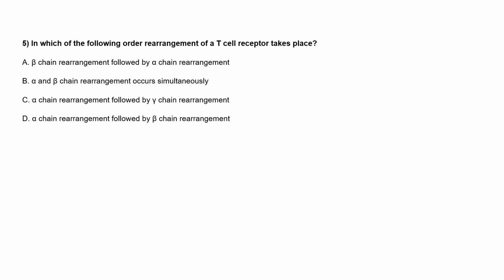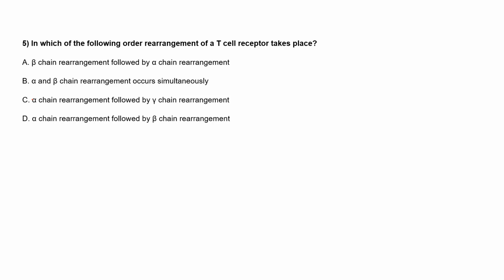So moving to the next question, in which of the following orders does rearrangement of the T cell receptor take place? Option A is beta chain rearrangement followed by alpha chain rearrangement. Option B is alpha and beta chain rearrangement occurring simultaneously. Option C is alpha chain rearrangement followed by gamma chain rearrangement. Option D is alpha chain rearrangement followed by beta chain rearrangement.